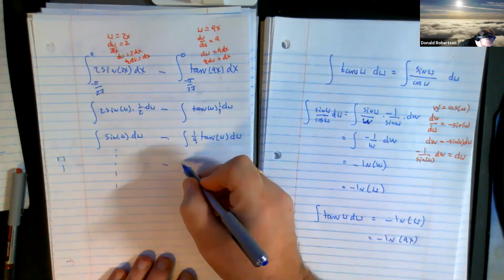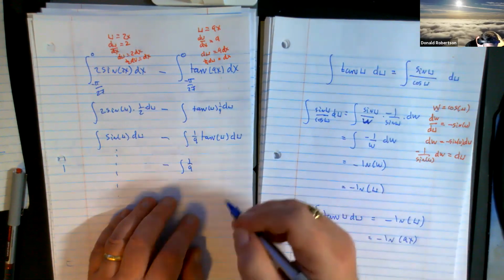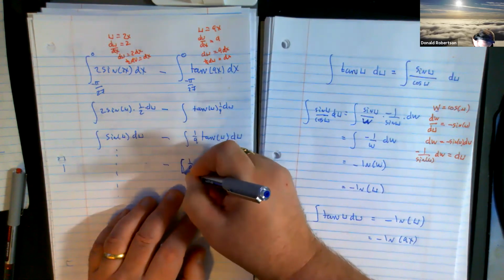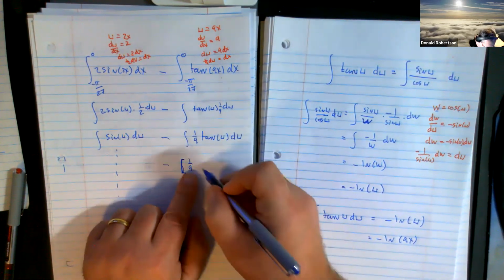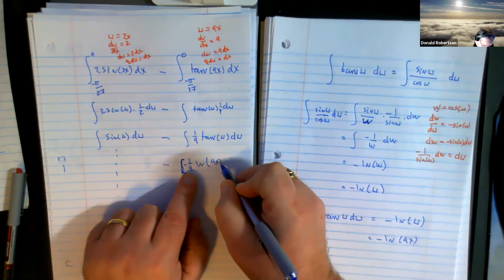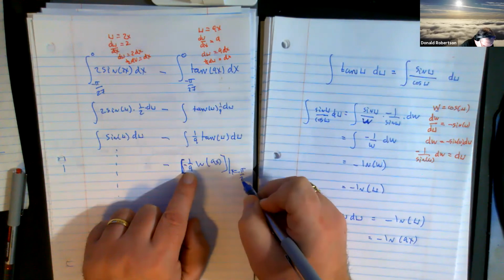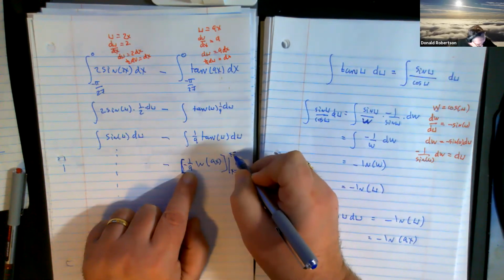So we are going to be doing the integral of 1/9. Oops, already done that part. 1/9 a negative log of 9x evaluated at negative pi over 27 and 0.